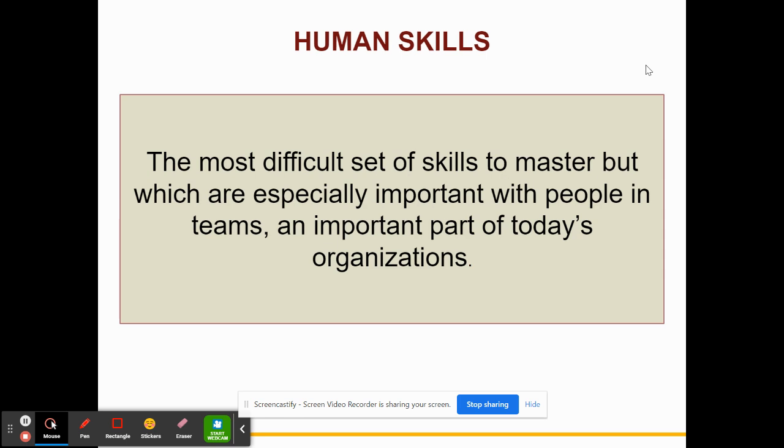And then we've got human skills, and this is the most difficult set of skills to master, but they are really important with people in teams, an important part of today's organization, right? So that ability to, and you guys really do have to think about it, it is a tough job where on the business side, you have a task and a job that needs to get done. No ifs, ands, or buts about it, right? The job has to get done, and you have people there that you're working through to get it done.